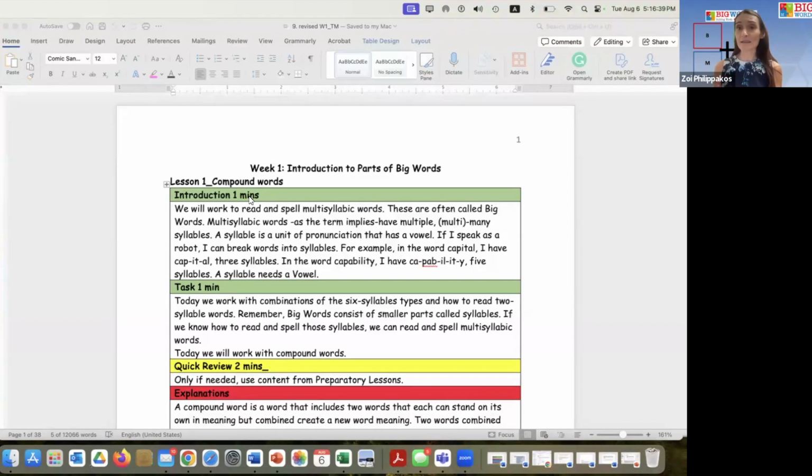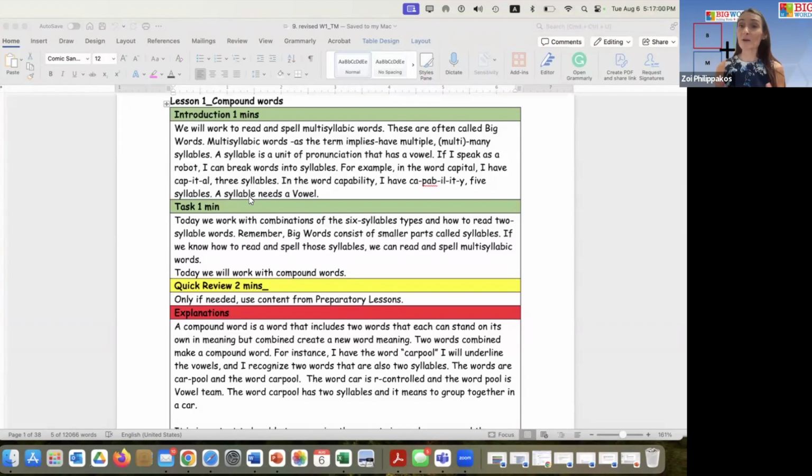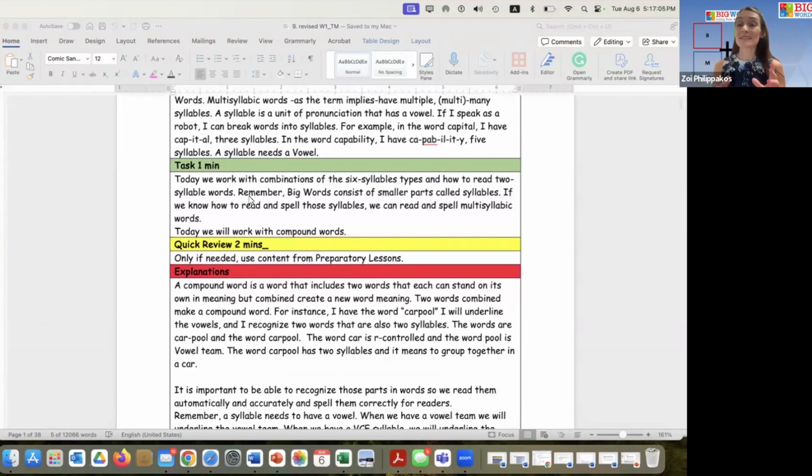If I speak like a robot, I can break words into syllables. For example, in the word capital, I have cap-i-tal, 3 syllables. In the word capability, I have ca-pa-bil-i-ty, 5 syllables. A syllable needs a vowel. Today, we will work with combinations of the 6 syllable types and how to read 2 syllable words. Remember, big words consist of smaller parts called syllables. If we know how to read and spell those syllables, we can read and spell multisyllabic words. Today, we will work with compound words.